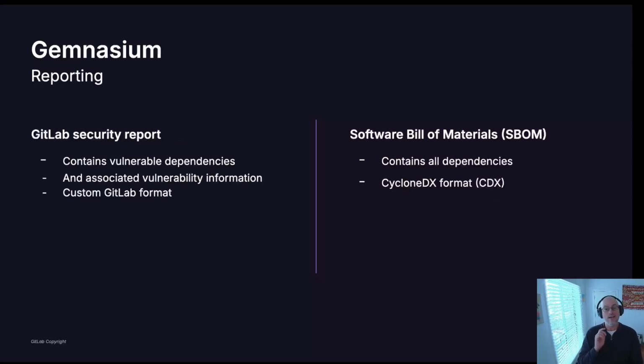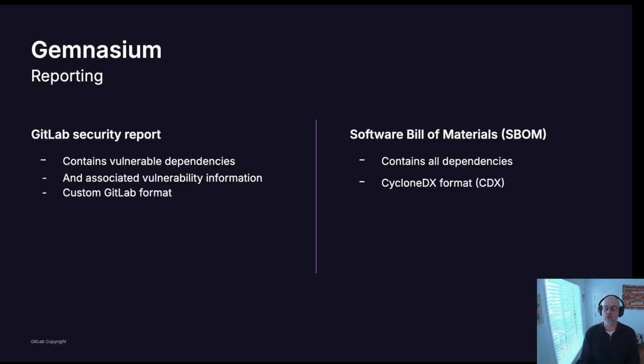Okay, so I lied. There are actually 3 steps. The third step is reporting. Gemnasium writes 2 reports. The first is a security report, and it contains only security findings. And by that, I mean dependencies with associated security advisories. The report contains the advisory information and is in an open format created by GitLab.